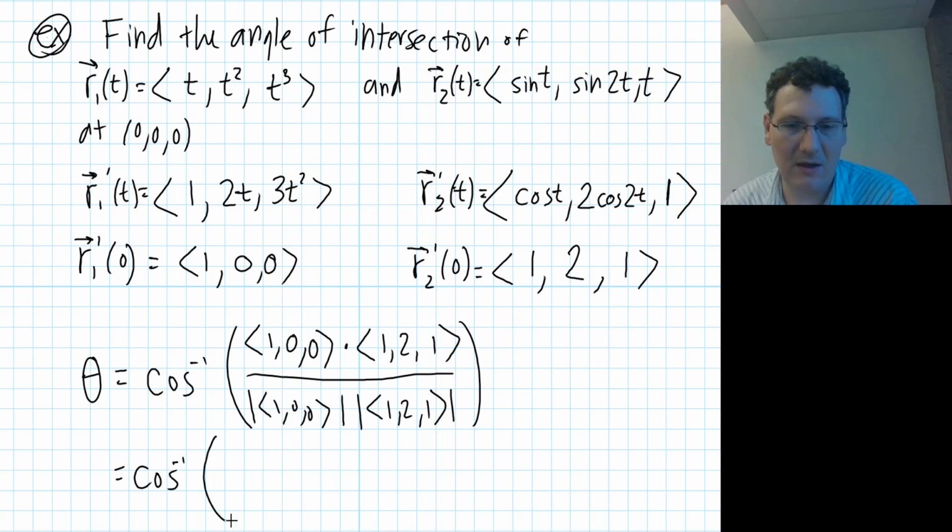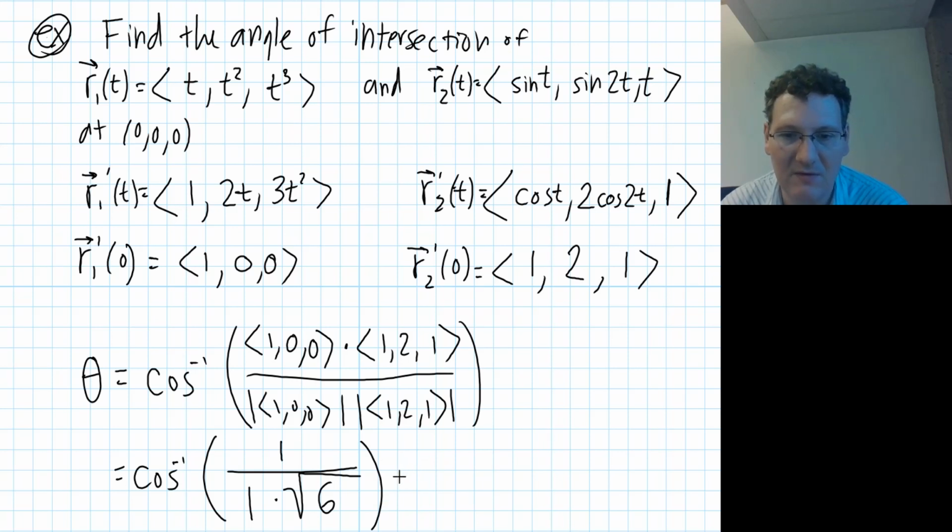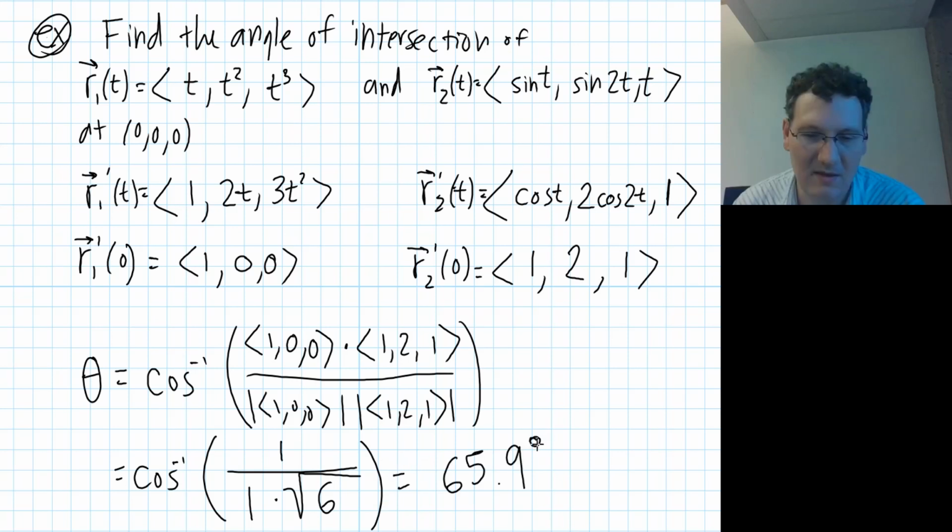Cosine inverse of, so what's the dot product? It's 1 times 1 is 1, and then the other products are all 0. So it's 1 over. The first vector has a magnitude of 1, and the second one has a magnitude of 1 squared plus 2 squared, which is 4, plus 1 squared. It's 1 plus 4 plus 1 is 6, root 6. The cosine inverse of 1 over root 6 comes out to 65.9 degrees. That's the angle of intersection of these two.